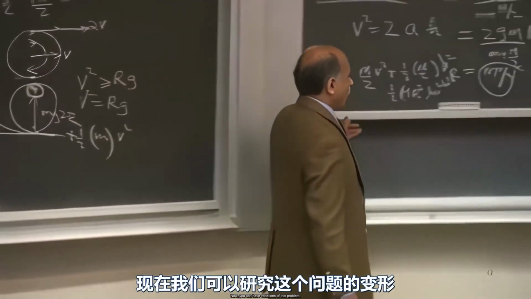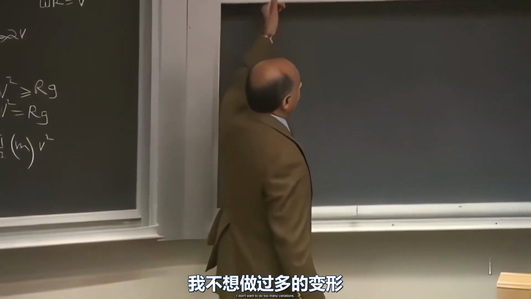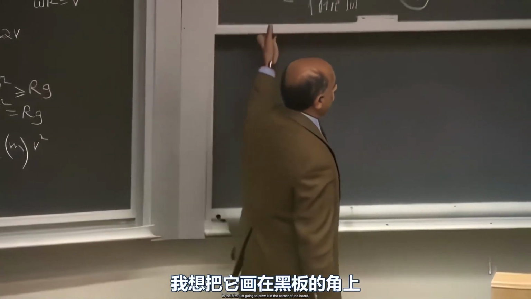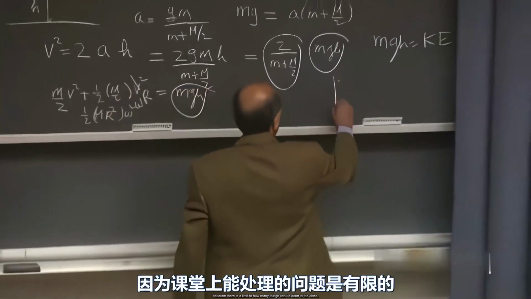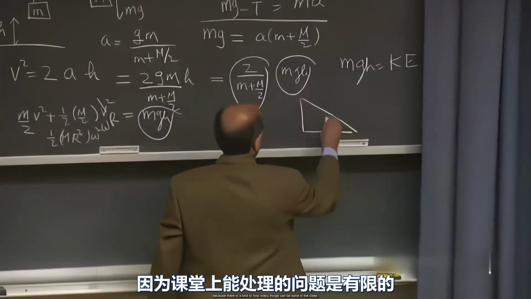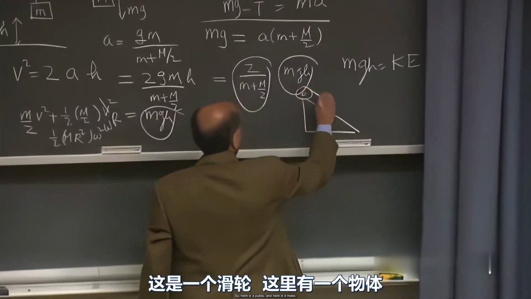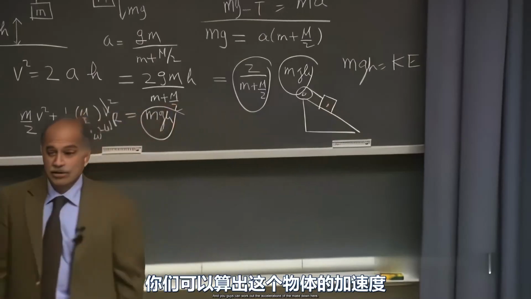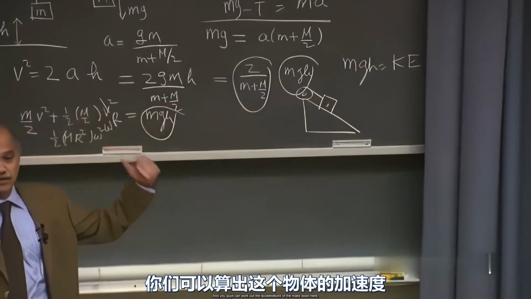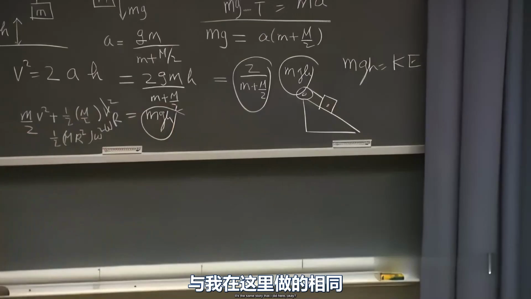Now you can have variations of this problem. I don't want to do too many variations. In fact, I'm just going to draw it in the corner of the board, and I don't feel like pursuing it because there is a limit to how many things can be done in the class. So here is a pulley, and here is a mass. And you guys can work out the acceleration of the mass downhill. It's the same story that I did here, okay?